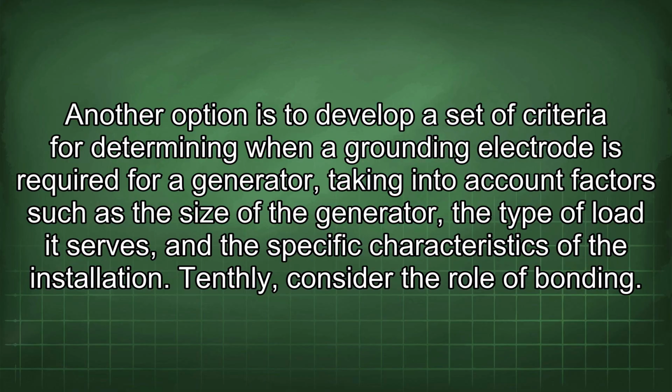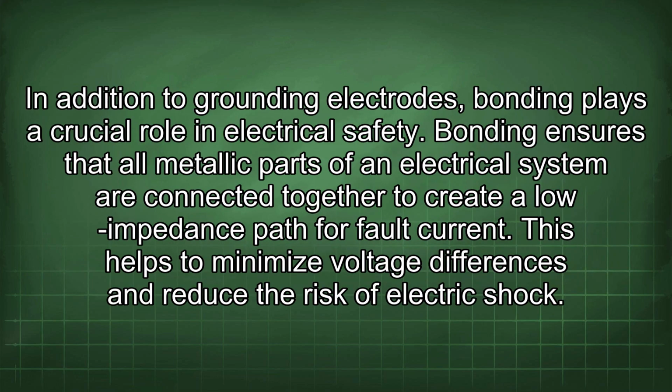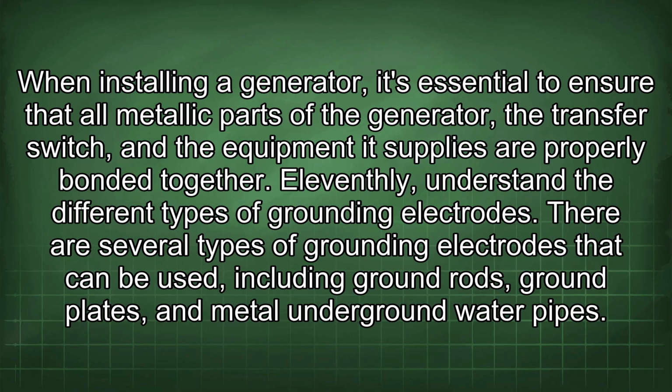Tenthly, consider the role of bonding. In addition to grounding electrodes, bonding plays a crucial role in electrical safety. Bonding ensures that all metallic parts of an electrical system are connected together to create a low impedance path for fault current. This helps to minimize voltage differences and reduce the risk of electric shock. When installing a generator, it's essential to ensure that all metallic parts of the generator, the transfer switch, and the equipment it supplies are properly bonded together.